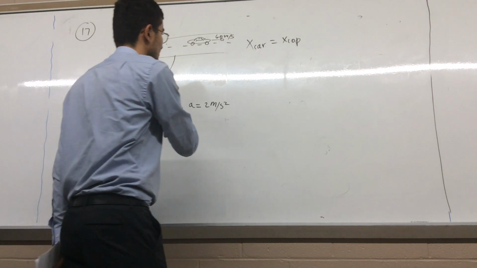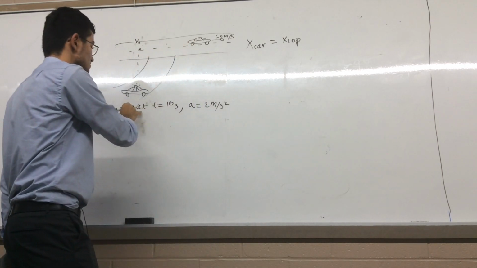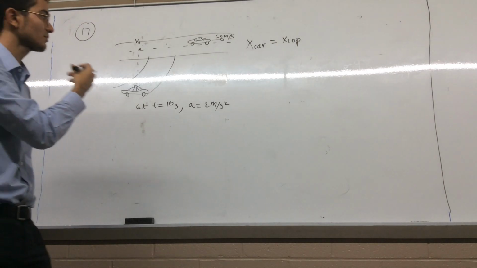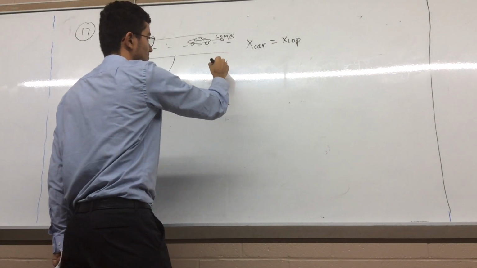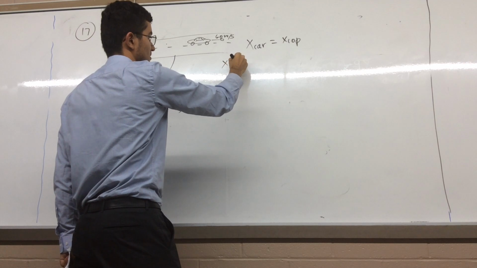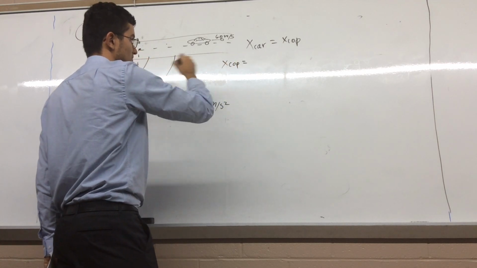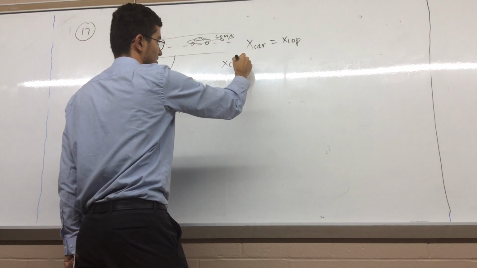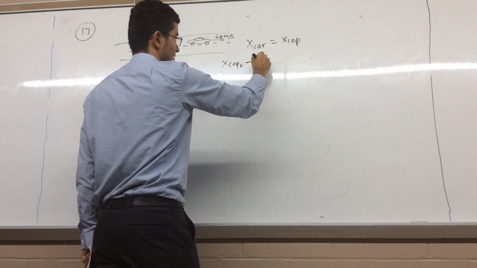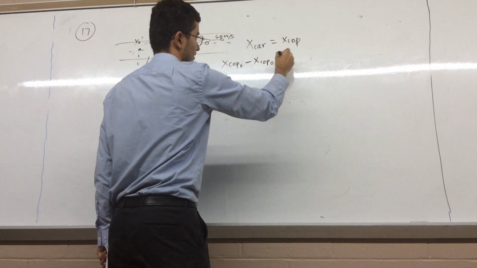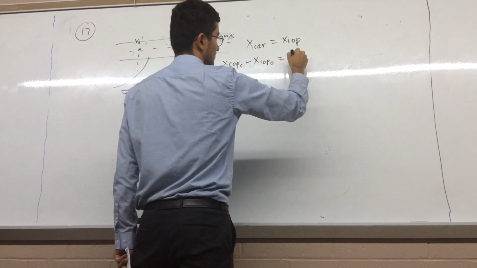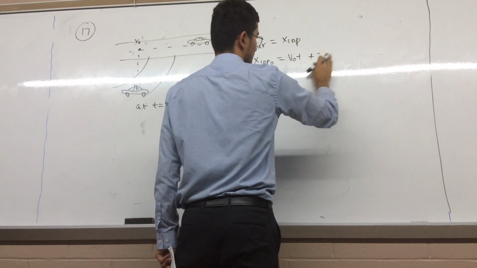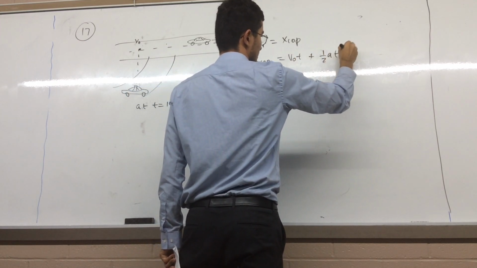So first, let's focus on the position function for the police car. How can we do that? If we use the second kinematics equation, x cop final minus x cop 0 is equal to v0 t plus 1/2 a t squared.